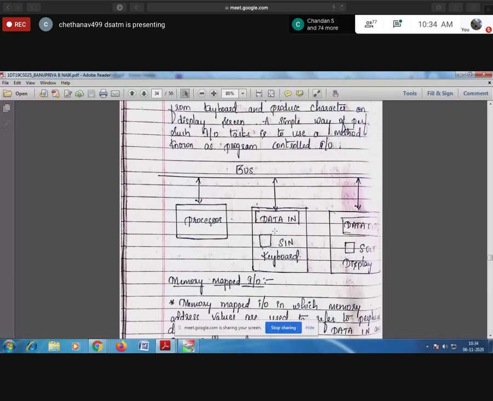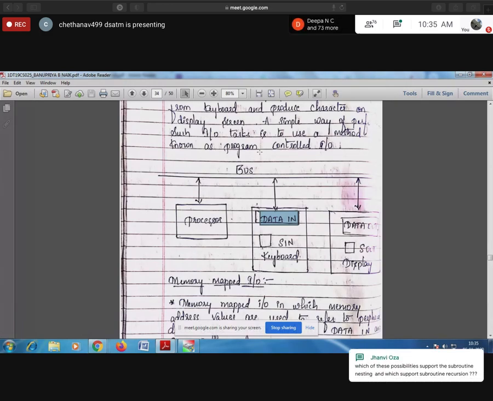Memory mapped means what? Even your data in, this data, is only one character. If I am sending some bulk amount of data, I want to keep it in some large space. Where will I get large space? Obviously, it is in memory. So I will keep some address inside this data in, the memory location address. Go to that memory location address, and from there you access the data. So you are going to use the memory space also.